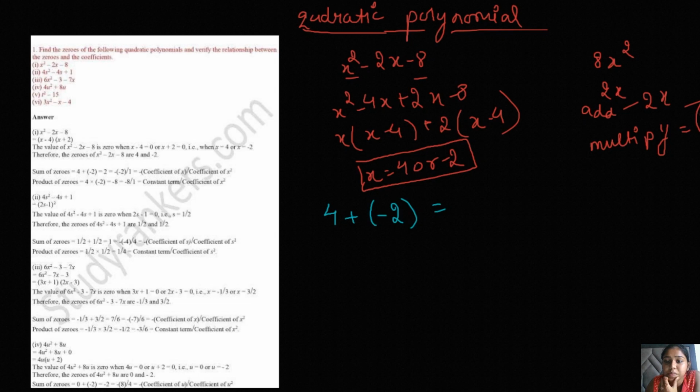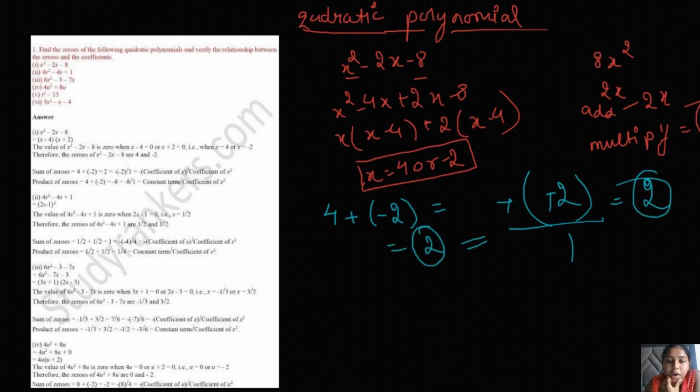Minus b by a is minus, b is minus 2, divided by 1. You have to take the coefficients only, so this sign will be cancelled and you will be getting 2. Here also you will be getting 2. So yes, verified. Now the product: 4 into minus 2 will be minus 8. Now c by a is also minus 8 by 1. So yes, hence proved that this relationship is verified.